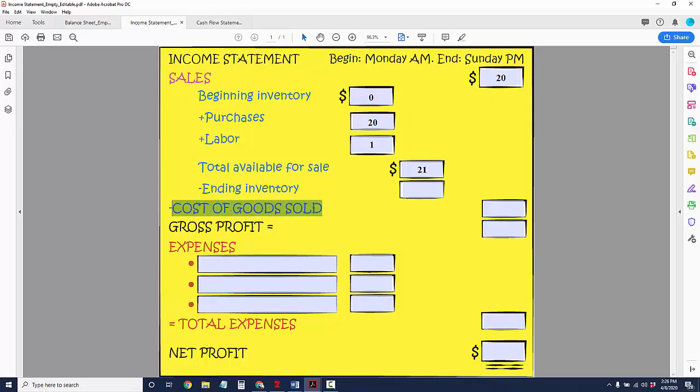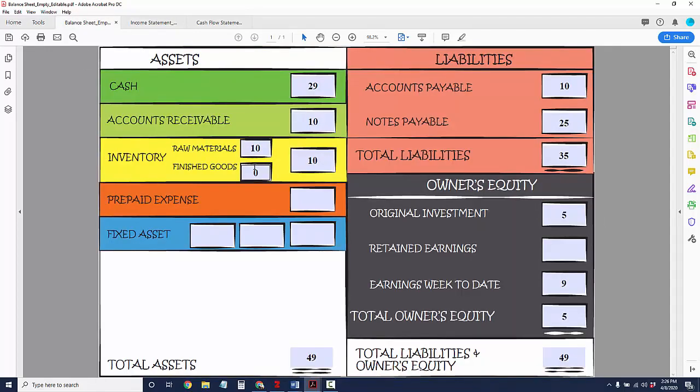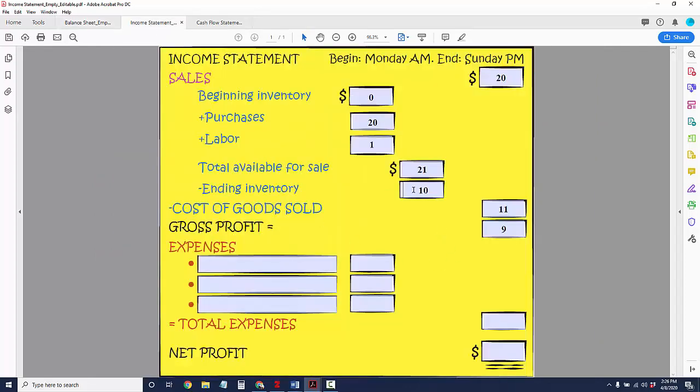We also know that the 20 scoops cost us $11 to make, $10 in ingredients, and $1 in production labor. So our cost of goods sold was $11. And this brings our gross profit to 9. Also, our ending inventory is 10 because we had 21 available for sale minus our ending inventory of 10 gives us our cost of goods sold of 11. And you could go back to the balance sheet and you can see, yes, we have 10 in inventory, right? We have 10 in inventory. That's just $10 here.